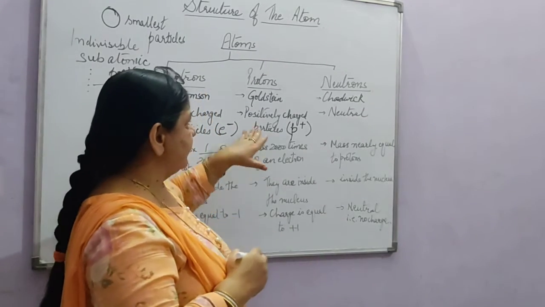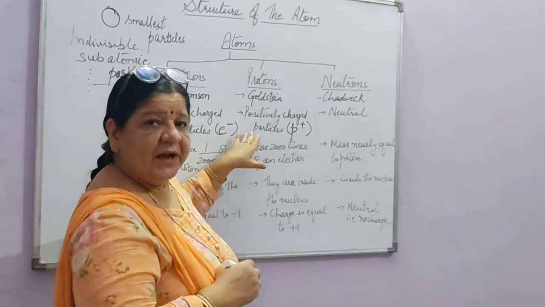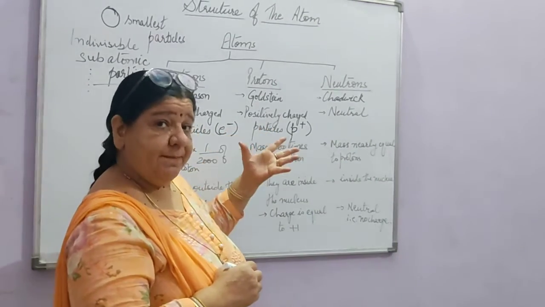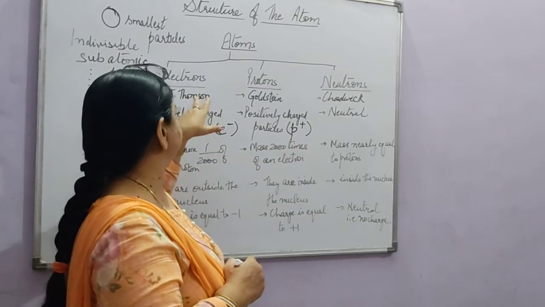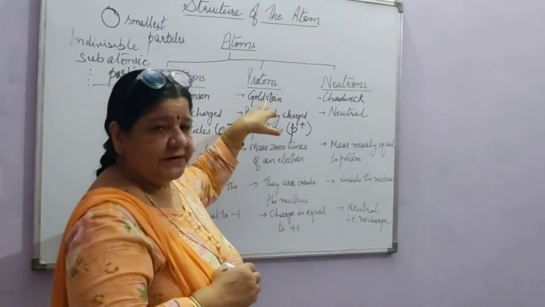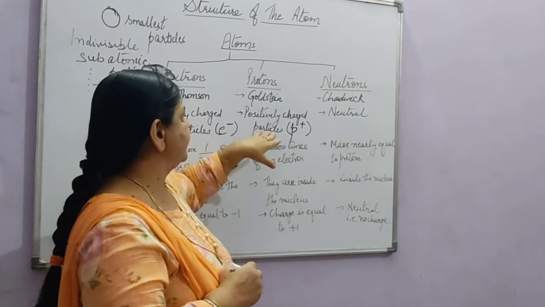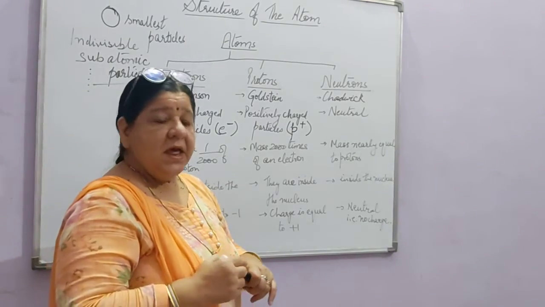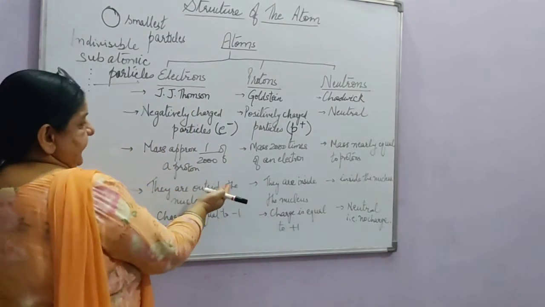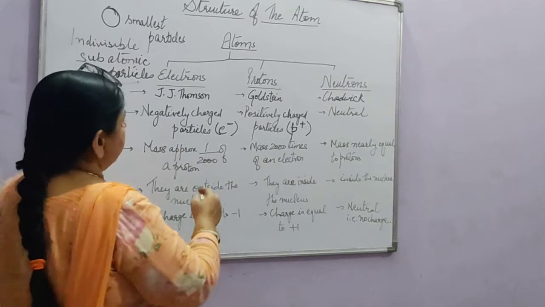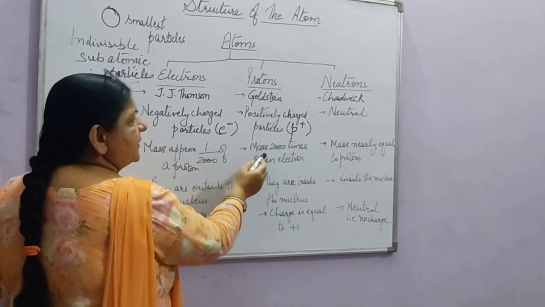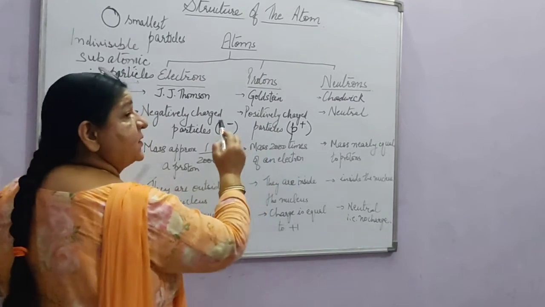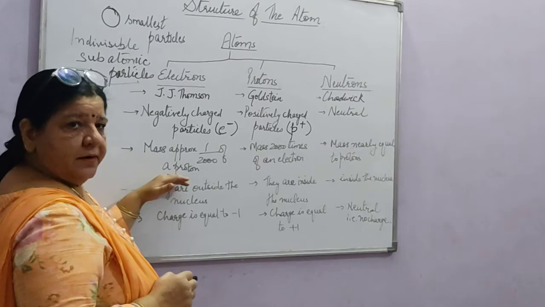So Goldstein discovered the positively charged particles. Two subatomic particles were discovered, respectively, by J.J. Thomson and Goldstein. That is, electrons by J.J. Thomson and protons by Goldstein. Now there are certain properties of these protons. They had a mass 2000 times that of an electron, right?